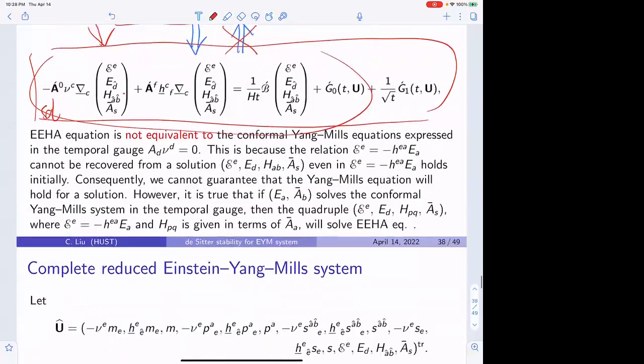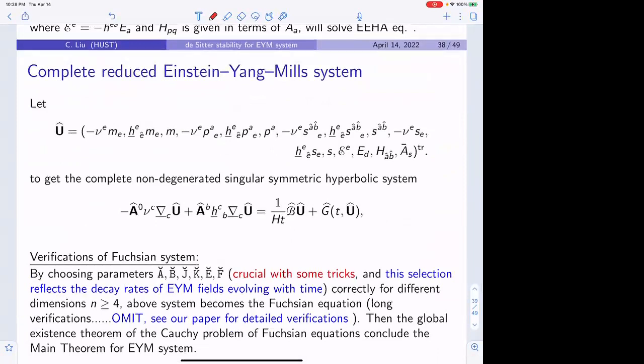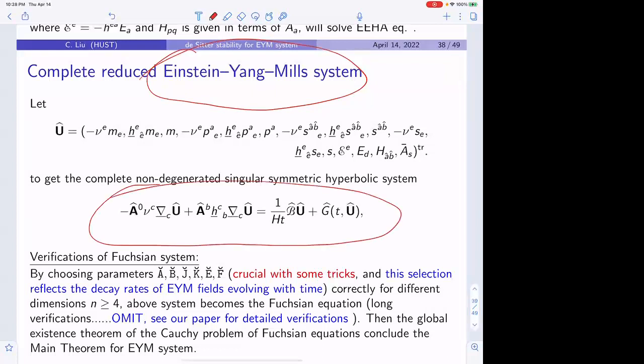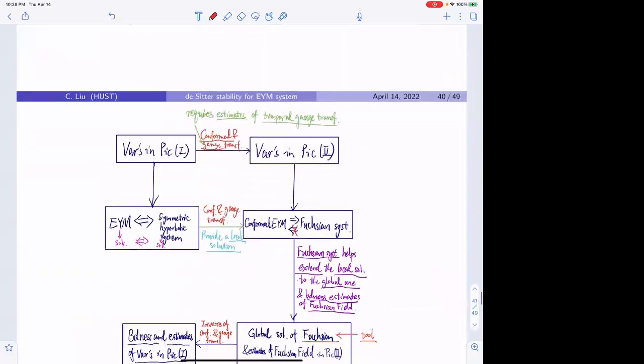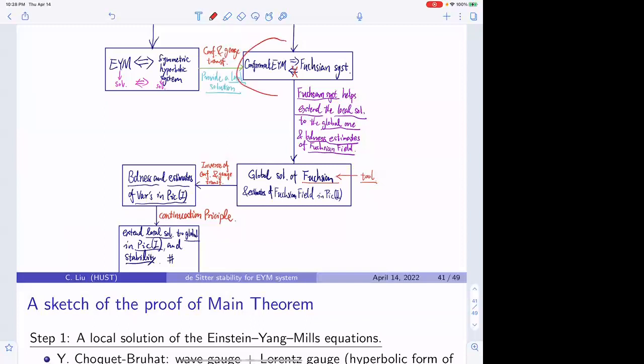So, okay. So in the end, we can transform the conformal Yang-Mills system to a function system. For now, we have solved this part, I mean, to transform a conformal Einstein-Yang-Mills to a function system. Now, this function system gives you a solution, but we cannot say this solution also solves this conformal Einstein-Yang-Mills. The reason is because we lose some information here.